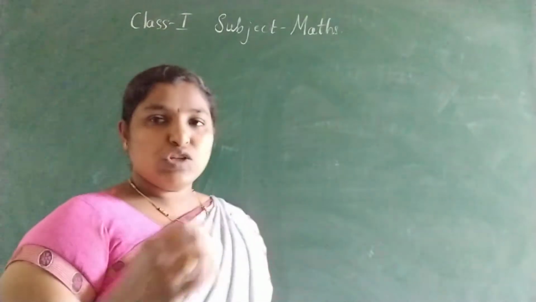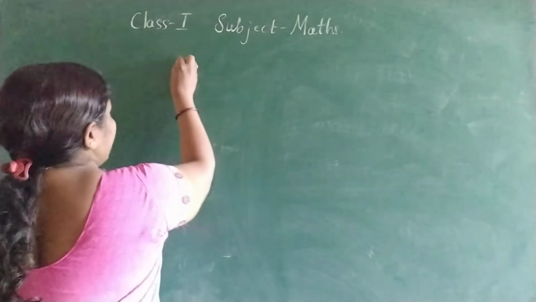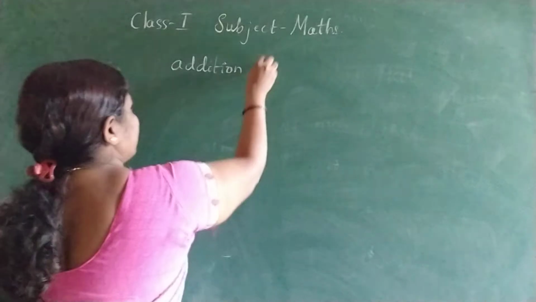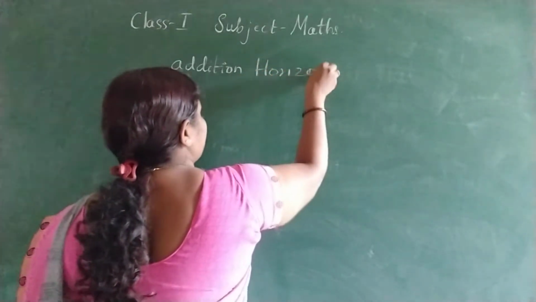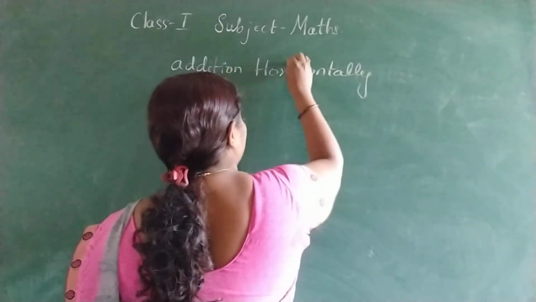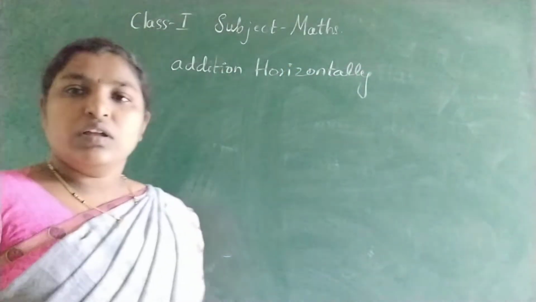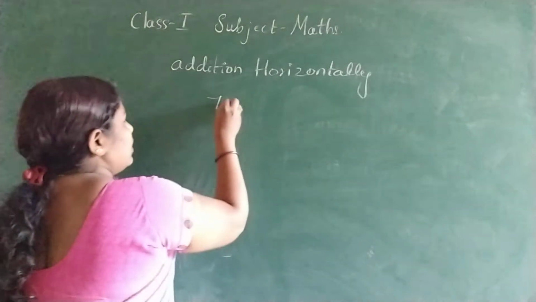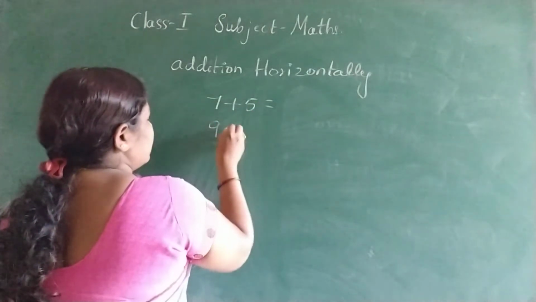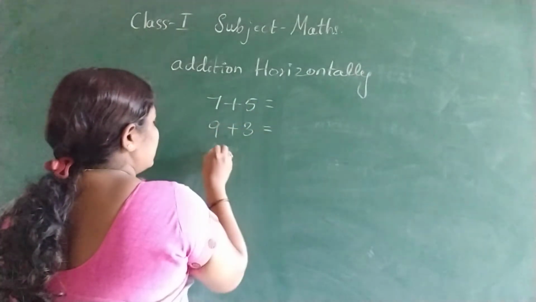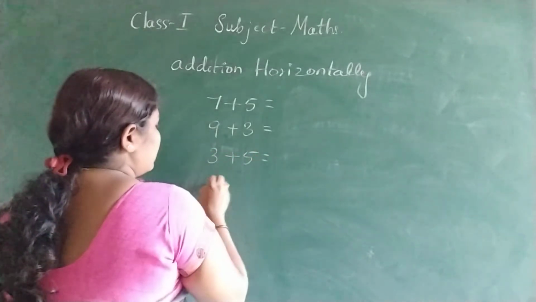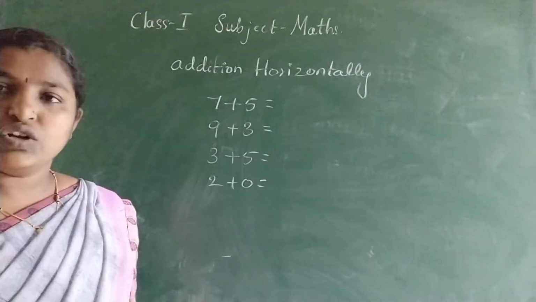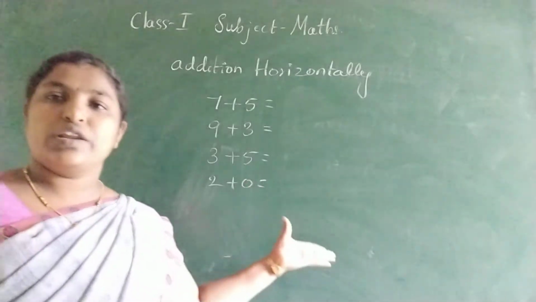Okay, now once again I will show you how to do addition horizontally. Horizontally means row-wise. 7 plus 5, 9 plus 3, 3 plus 5, 2 plus 0. Okay, this is the horizontal question, addition horizontally.